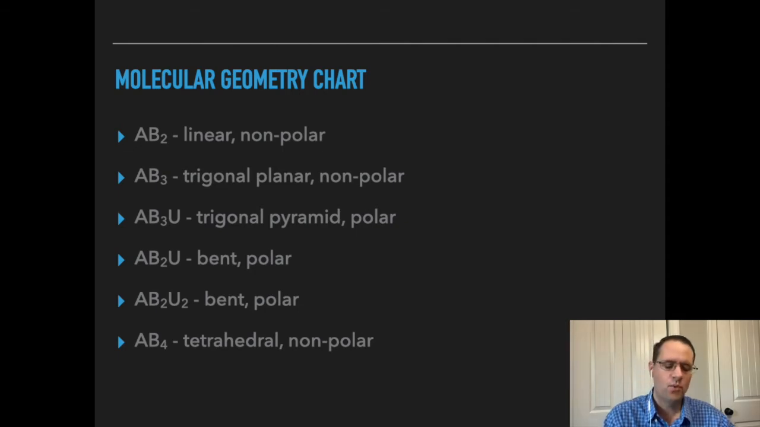In my chemistry 111 and 112 course, we need to memorize up to 4 coordinate geometries, okay? So the shorthand notation is AB2. That's going to be linear, and we're going to call that nonpolar. If we have something that's AB3, that's trigonal planar, and that's also nonpolar. If we have something like AB3U, that's trigonal pyramid, and that's going to be polar. AB2U and AB2U2 are both bent, and they're both going to be polar. And AB4 is tetrahedral, that's going to be nonpolar.